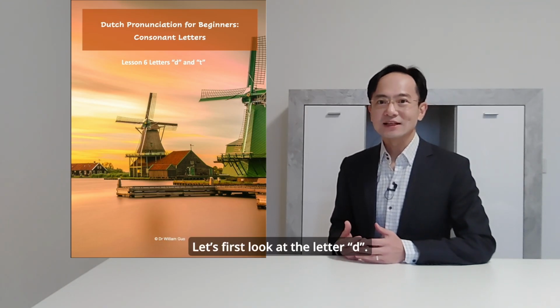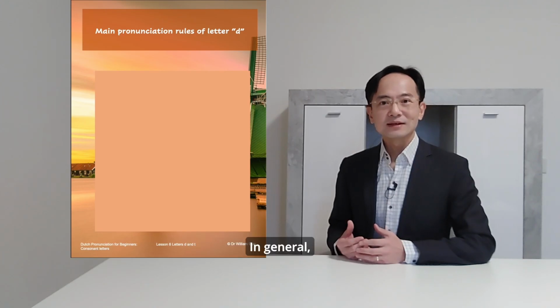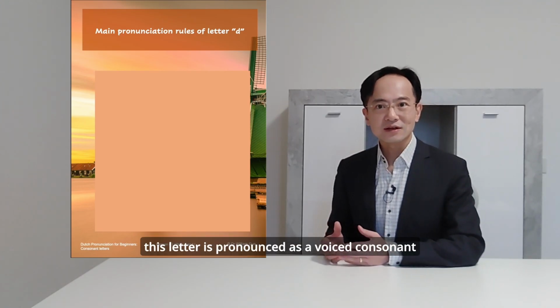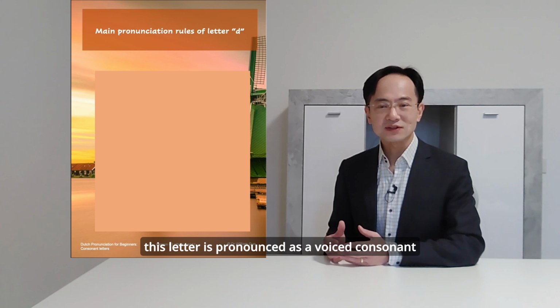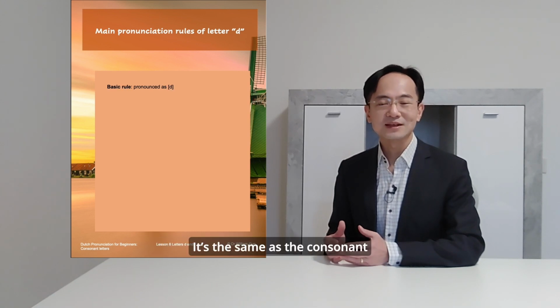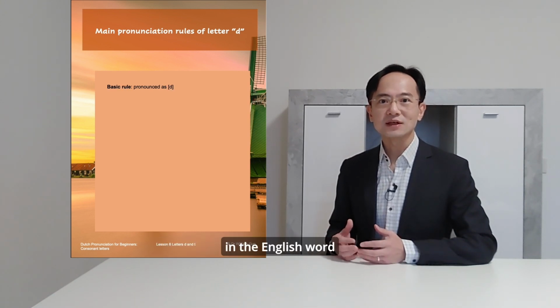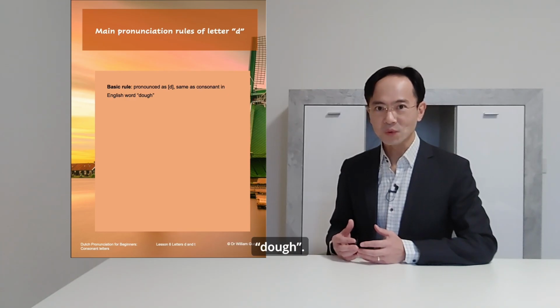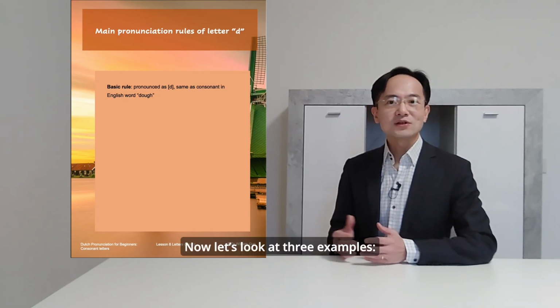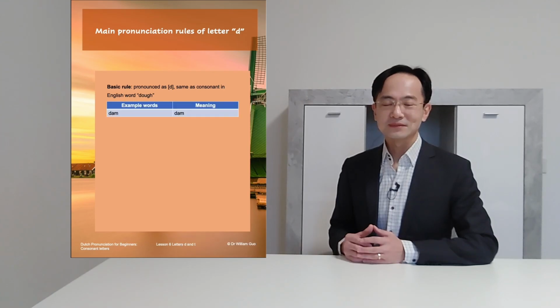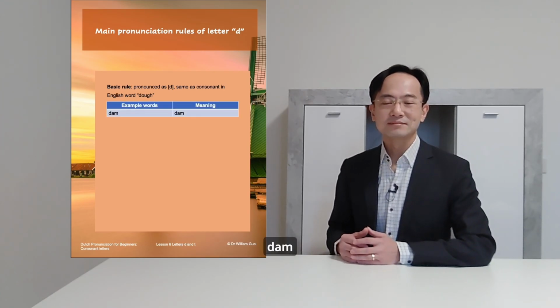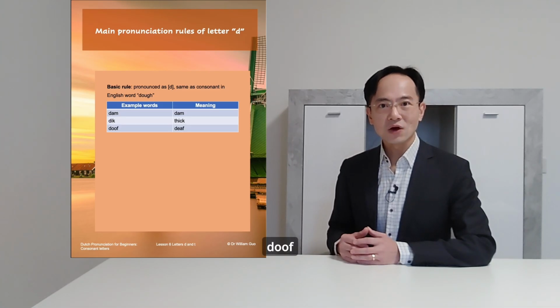Let's first look at the letter D. In general, this letter is pronounced as a voiced consonant, D. It's the same as the consonant in the English word do. Now let's look at three examples. Dam, dik, doof.